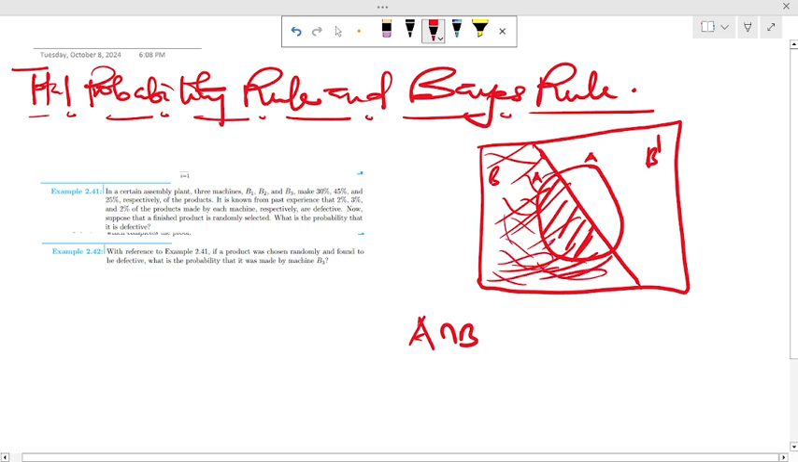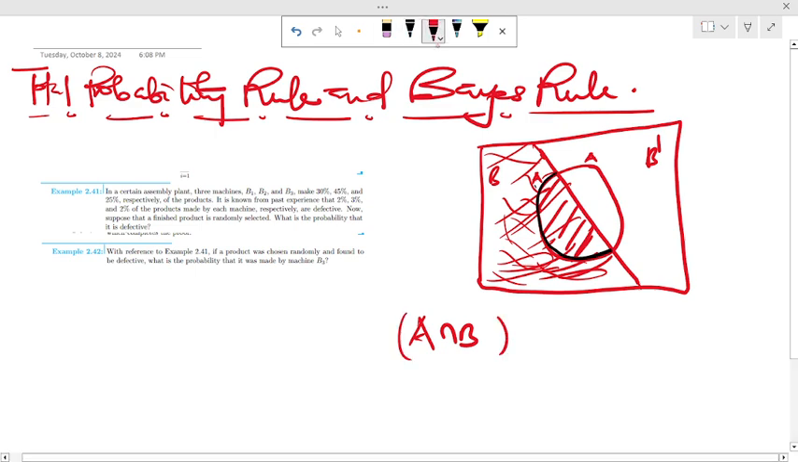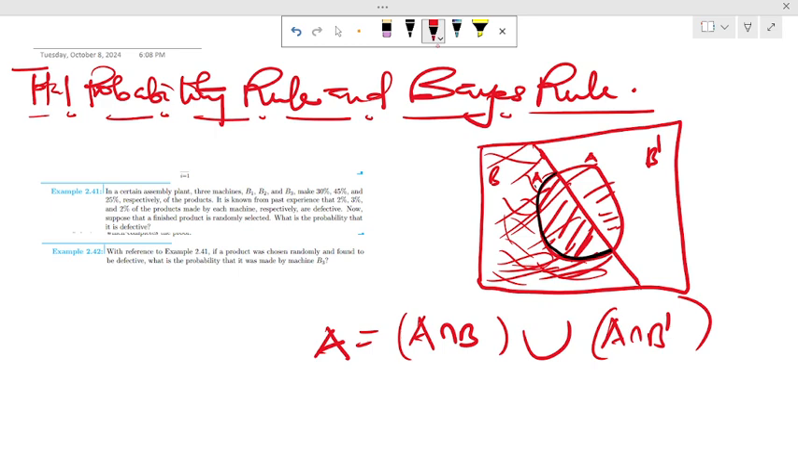So this small portion, let me represent it by a black. So this portion of A, right, falls in B. So it is A intersection B, right? And this portion as well, this portion is A intersection B prime, right? So the union of it gives A. I hope you all understand to this point from what I've illustrated on the Venn diagram.